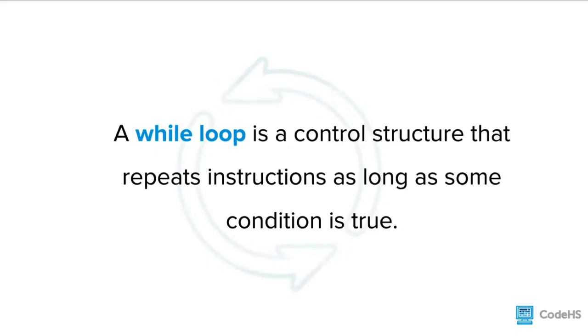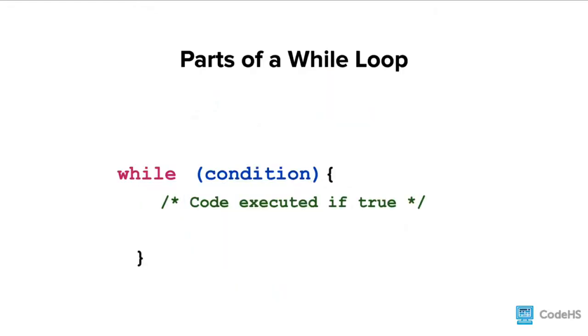The control flow structure used for indefinite looping is called a while loop. A while loop is a control structure that repeats instruction as long as some condition is true. To create a while loop, we write the while keyword, the condition followed by curly braces, and the loop body, which is the code that is executed as long as that condition is true.